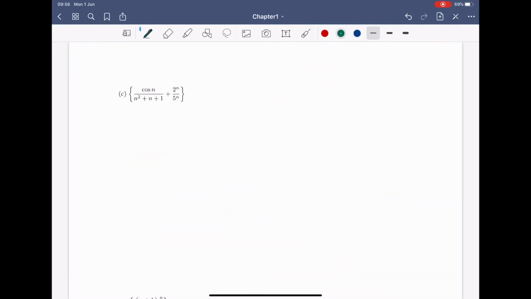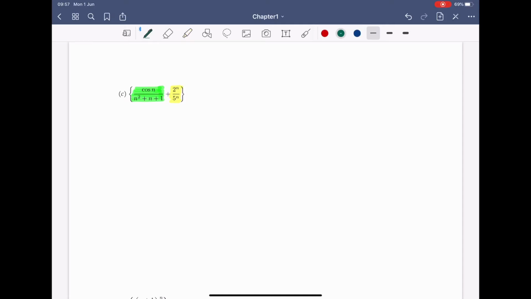Alright, let's move to example part C. So we have a sequence of cosine n over n squared plus n plus 1, plus 2 to the n over 5 to the n. Here we're gonna split into two pieces. We're gonna start by computing the first term that I highlighted in green, and then after that compute the limit of the term that I highlighted in yellow, and then add them up together.